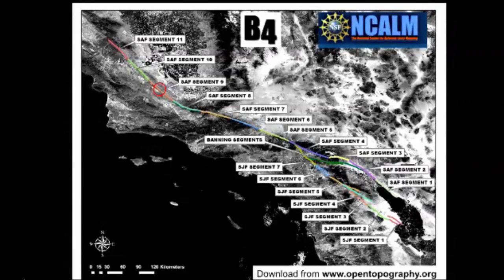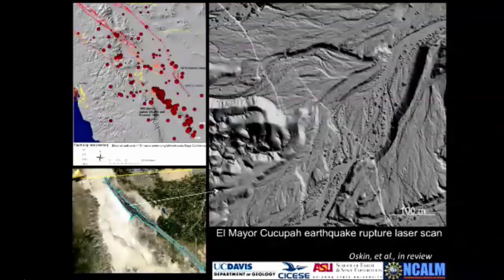But there have been other earthquakes where we could do different things. So this was the El Mayor-Cucapah earthquake, and it occurred in 2010. This is now a published 2012 paper. And so Mike Oskin and I wrote a proposal to get data right after the earthquake. So we got this data set.